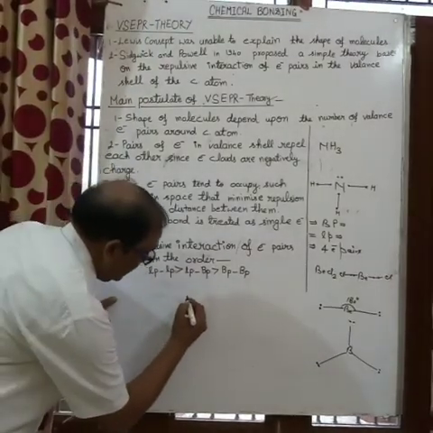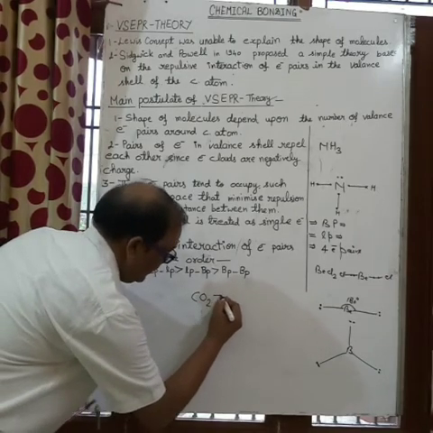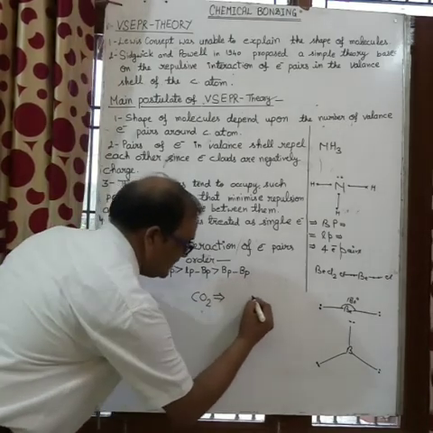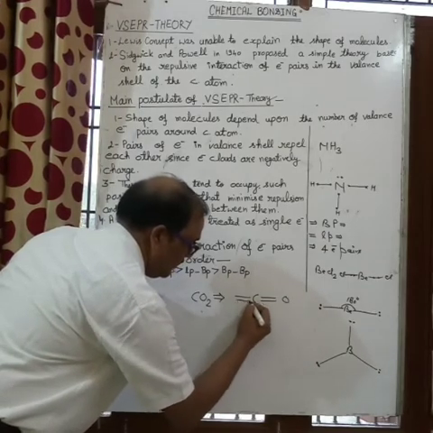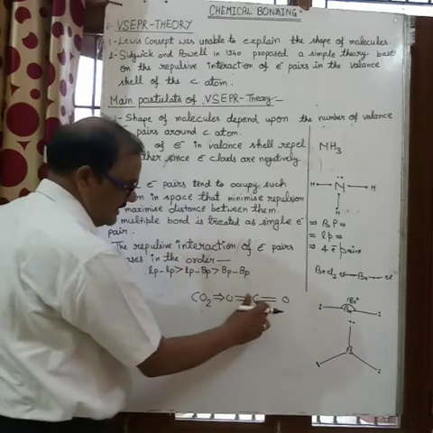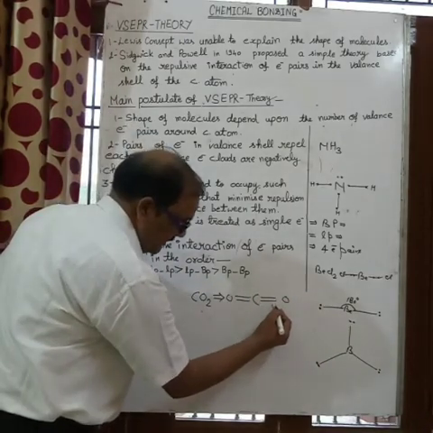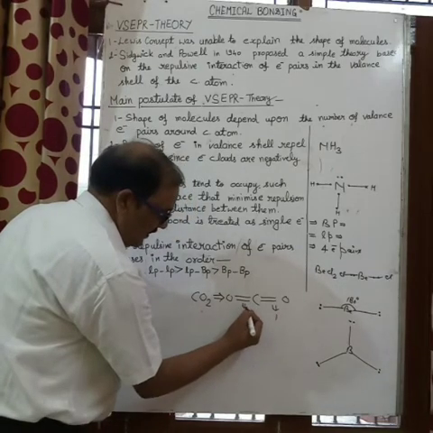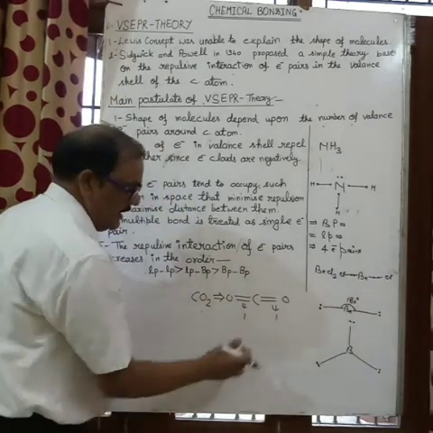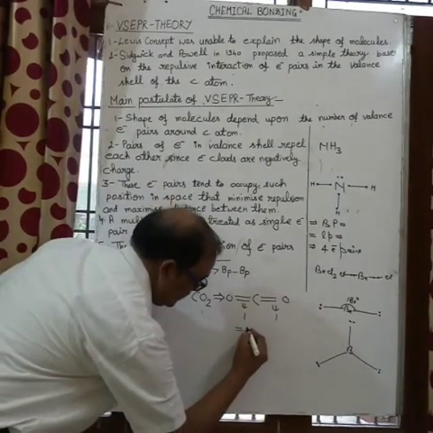And next, a multiple bond is treated as a single electron pair. Suppose carbon dioxide, CO2, and the structure of carbon dioxide is O double bond C double bond O. There is a double bond between C and O, and this is treated as a single pair. And here the other double bond is also treated as a single pair. It means the total number of pairs is 2.